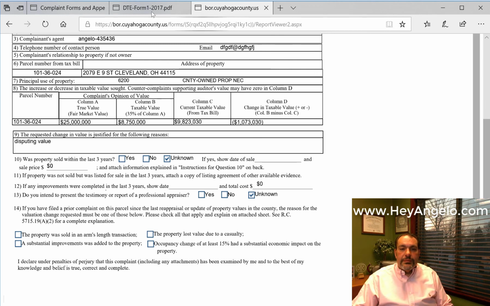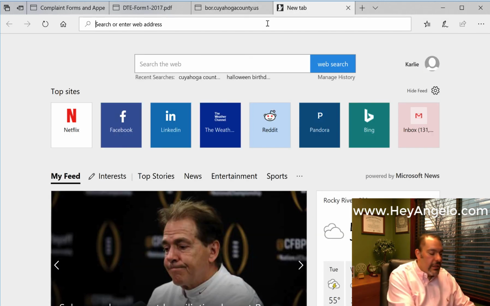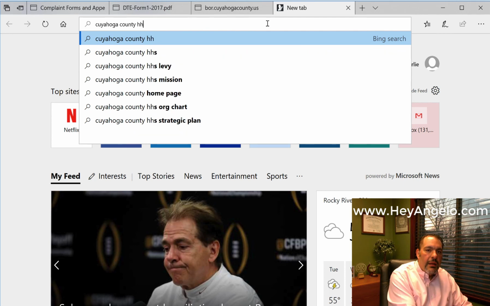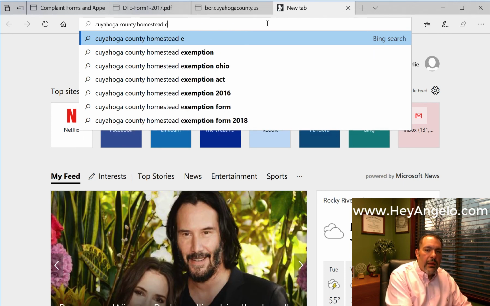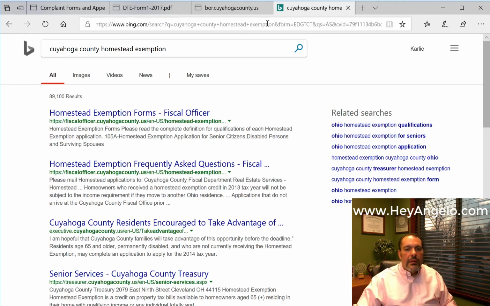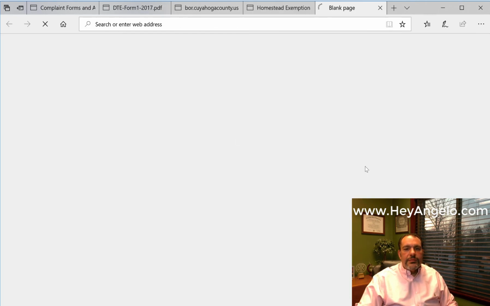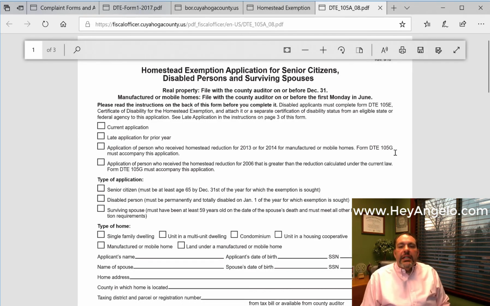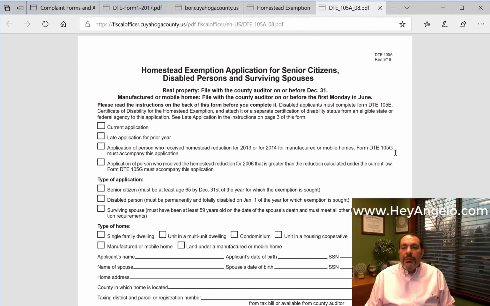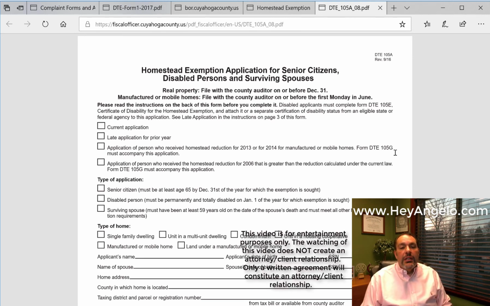Homestead Exemption is this form here. I'm going to search for it just so it'll pop up in my window here. We're going to go to our forms. Very, very easy to do. This essentially lowers the value of the property by $25,000. So if your property is worth $150,000, your taxes will be based on $125,000.